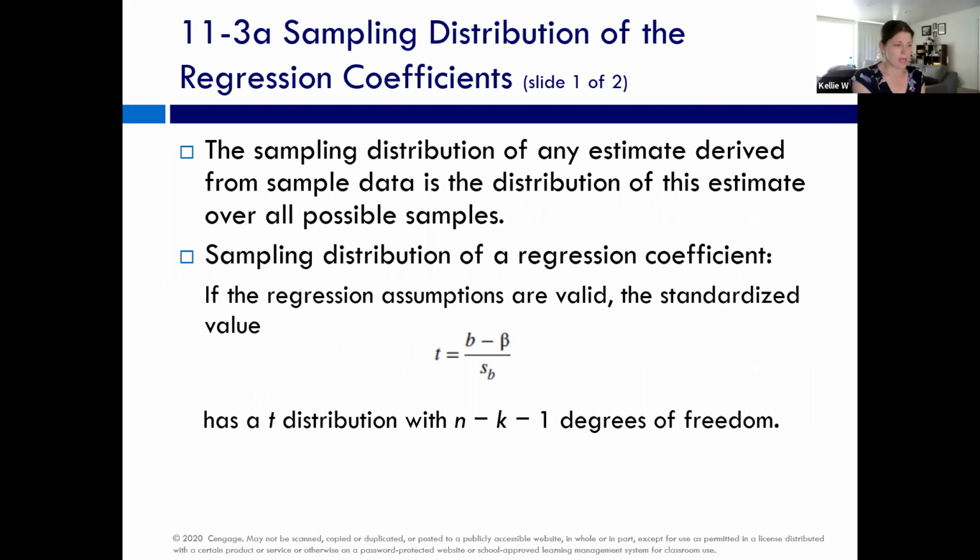Okay, so the sampling distribution was derived from the sample data, and it's the distribution of whatever we're estimating over all possible samples. So in terms of a regression coefficient, we use the t distribution, and if all those regression assumptions are met, normality and homoscedasticity and everything, then the standardized value is this formula right here, and it's a t distribution, and it has n minus k minus 1 degrees of freedom.